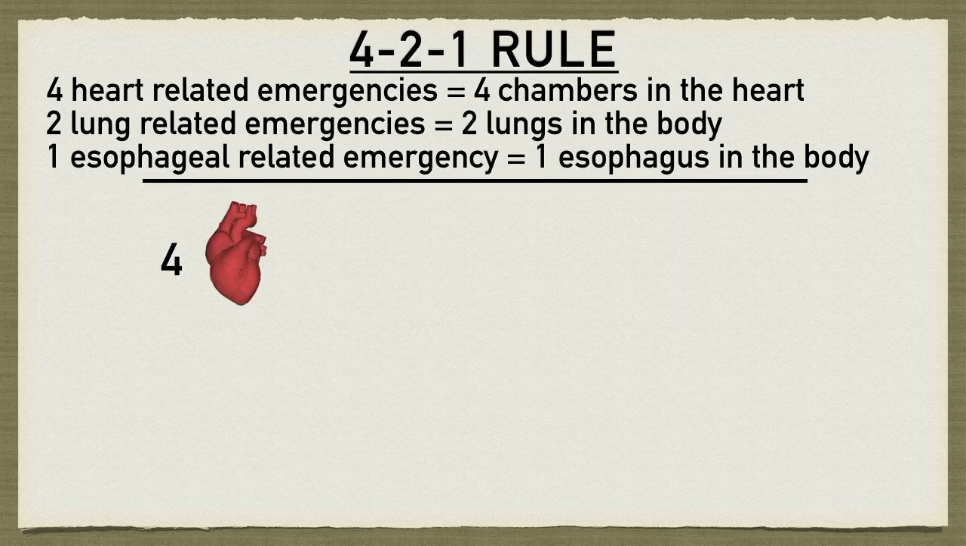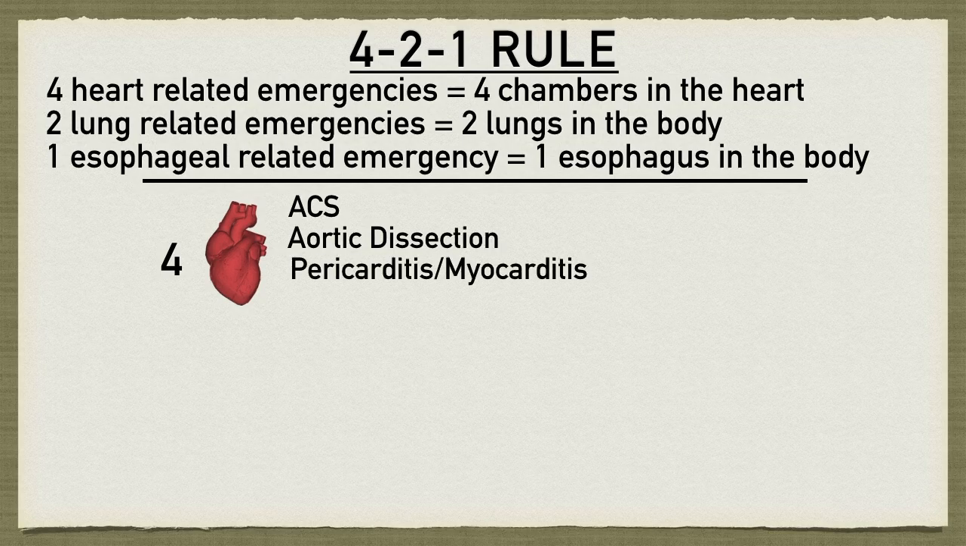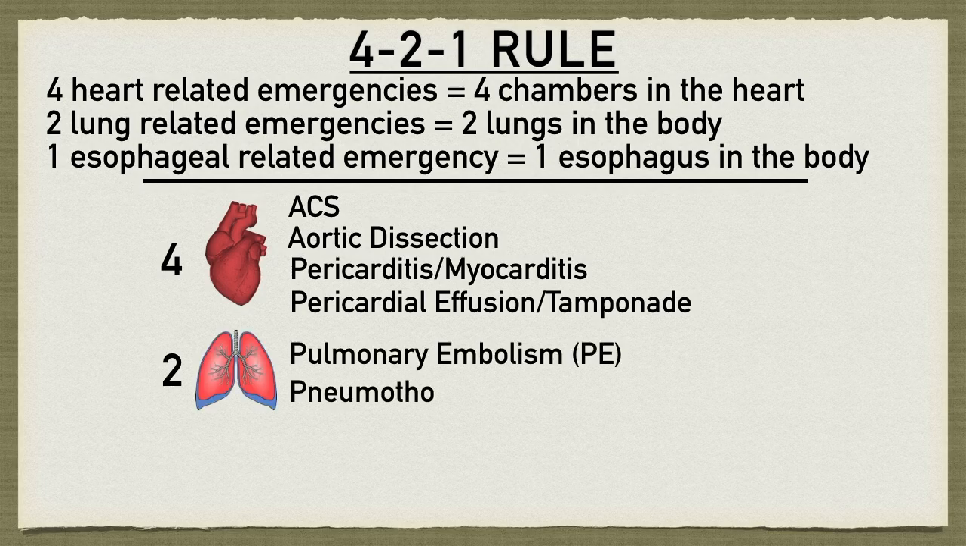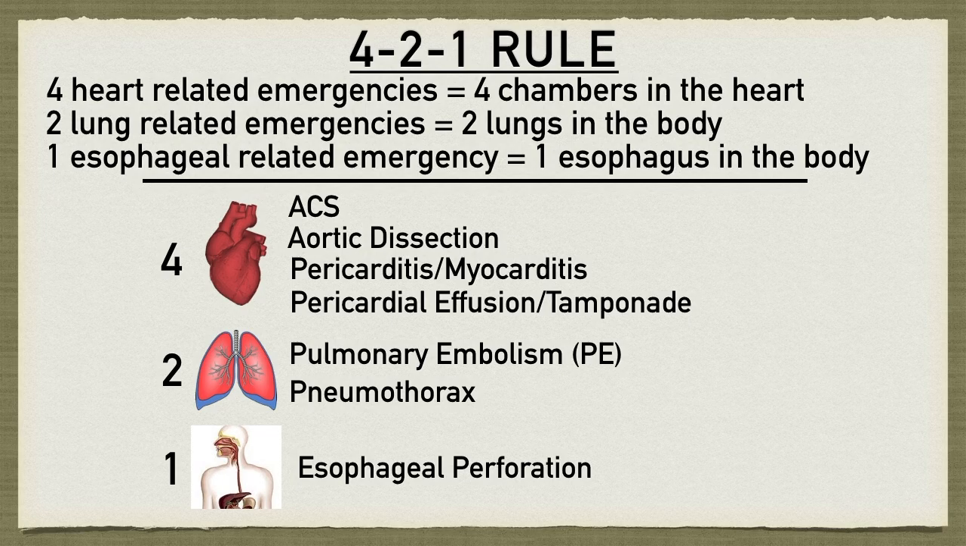So let's start with the 4 main heart-related emergencies that can lead to chest pain. Acute coronary syndrome, aortic dissection, pericarditis or myocarditis, and pericardial effusion or tamponade. The 2 main lung-related emergencies are pulmonary embolism and pneumothorax. And the 1 main esophageal emergency to remember is esophageal perforation. So I think if you commit this 4-2-1 rule to memory, it's going to help you recall or consider the main intrathoracic emergencies with any patient that presents to you with chest pain.